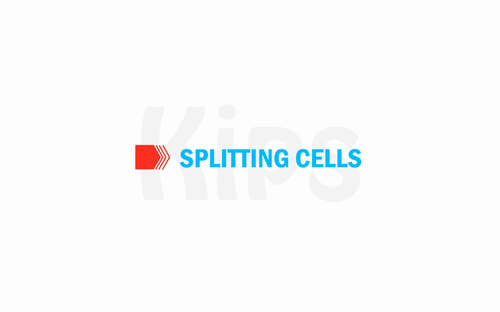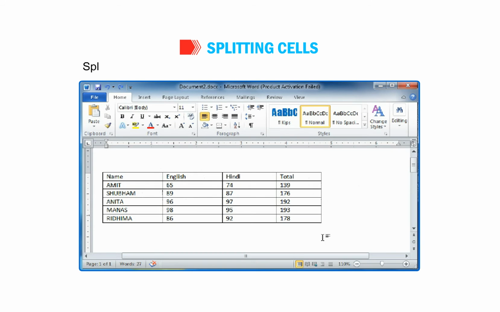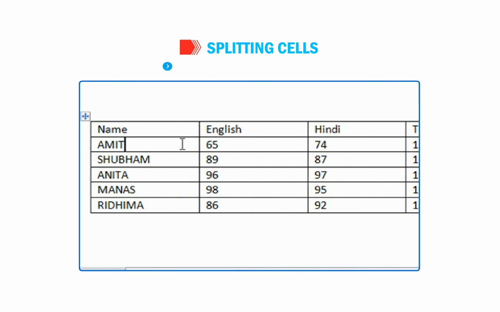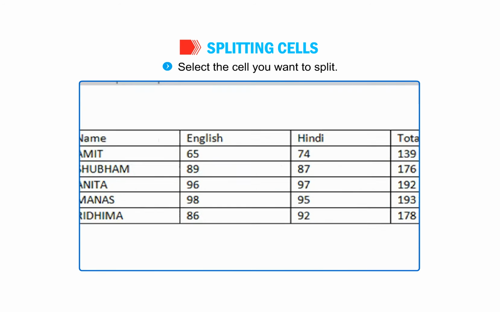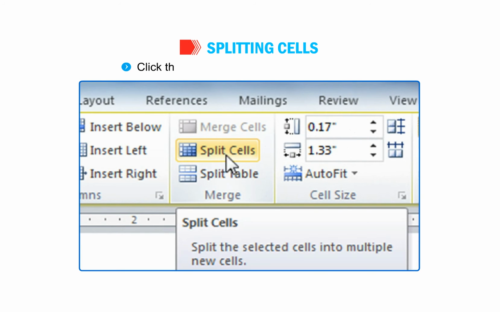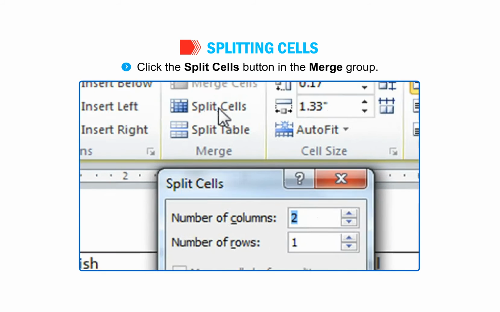Let us talk about splitting cells. Splitting a cell means dividing the selected cell into separate cells. To split a cell, follow the given steps. Select the cell you want to split. Click the Layout tab. Click on the Split Cells button in the Merge group.